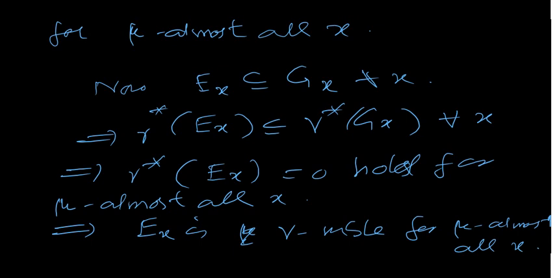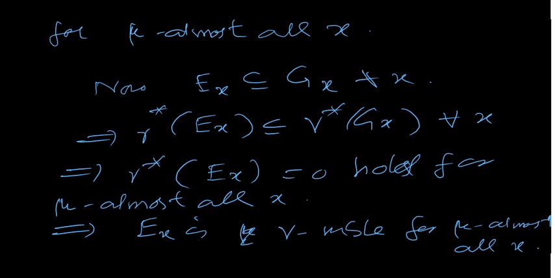So the measure of the set is 0 almost everywhere, for mu almost all x. So for those x's, it must be equal to nu measure 0, because it's a null set, and the measure of a null set is 0. But it's not true for each x, it's true for mu almost all x. So for those x's where its measure is equal to 0, it must be measurable. That's why I have written here, Ex is nu measurable for mu almost all x's, for such x's where nu star of Ex equals 0.